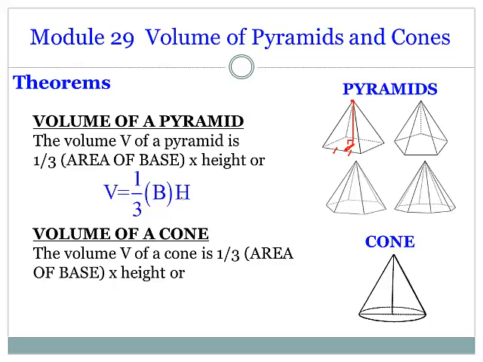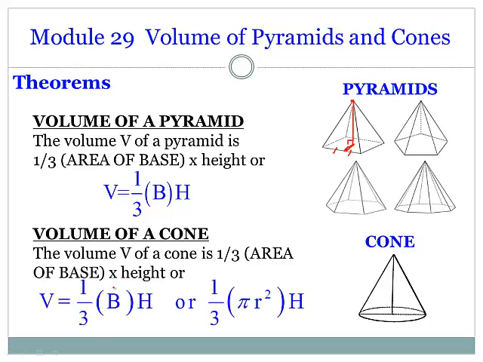Now in a cone, it's the exact same thing. 1/3 area of base times the height, or 1/3 big B times big H. The only difference is your base in a cone is always going to be pi r squared. So just know what the difference is, what the big B is, and you should be okay.